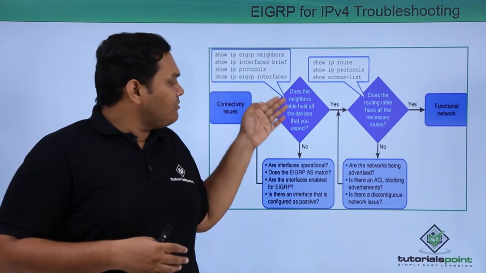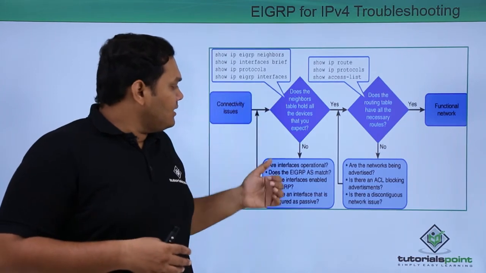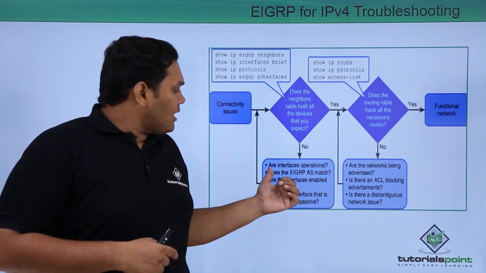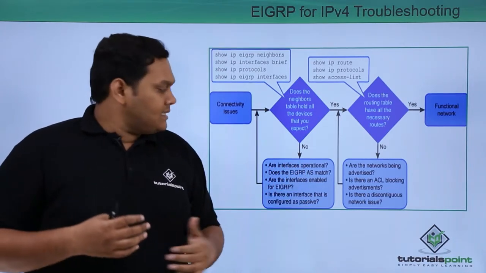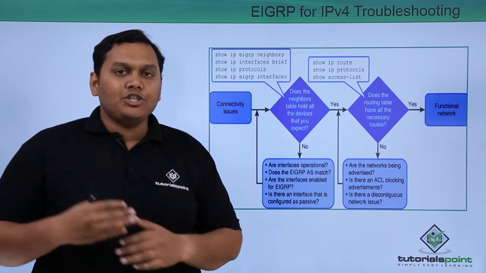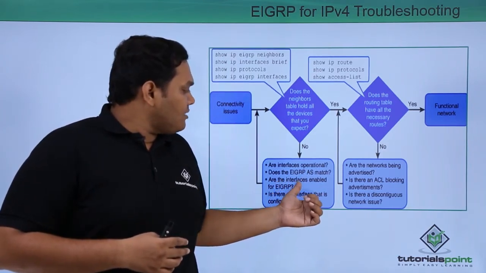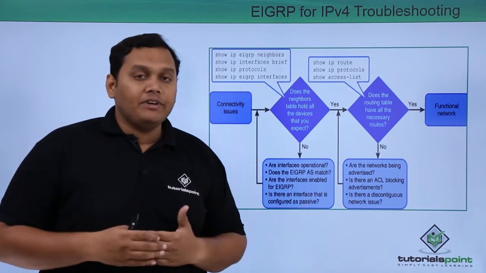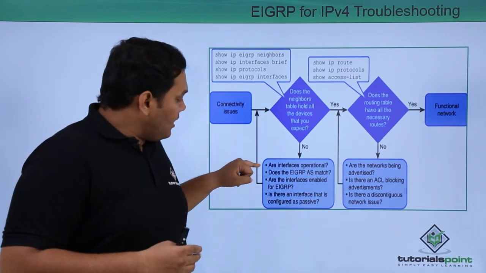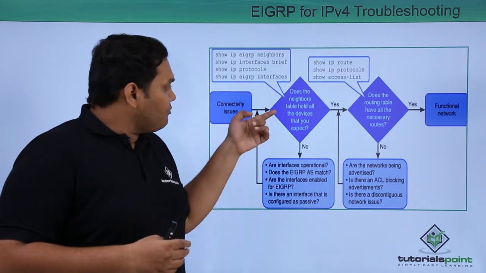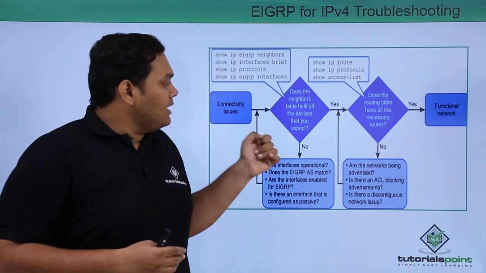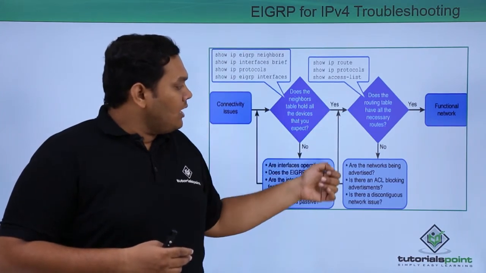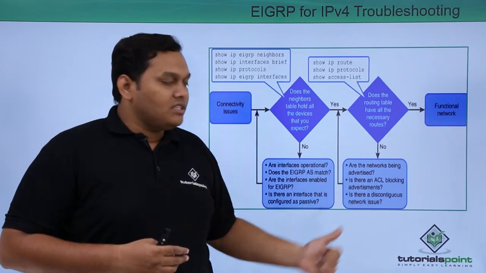If in the first step itself you get a no, then you have to check: are the interfaces operational? Does the EIGRP AS match? Are the interfaces enabled for EIGRP? And is there any interface that is configured as passive? So you have to keep in mind these four problems. If you find any fault in the first step, fix it. If this has passed, then in the second step, if you get any no, you have to take into consideration these three things.